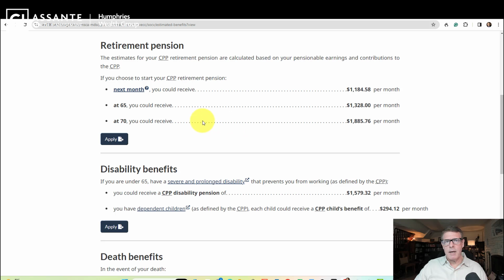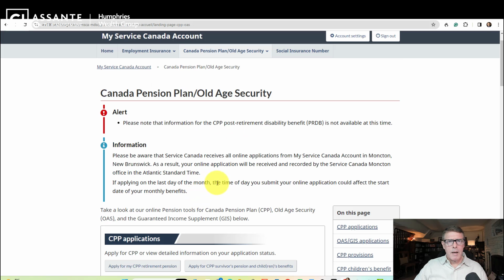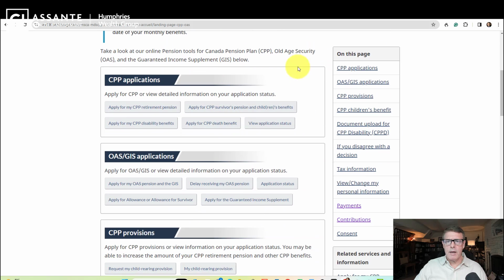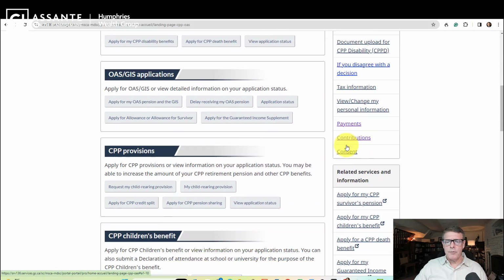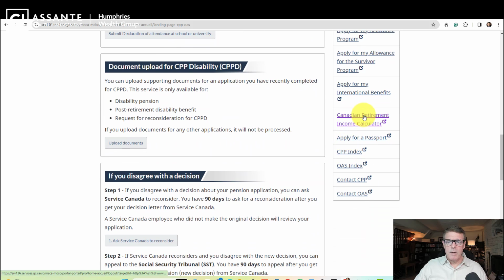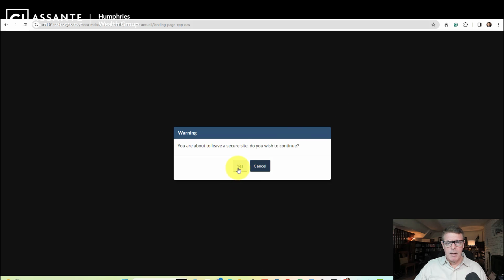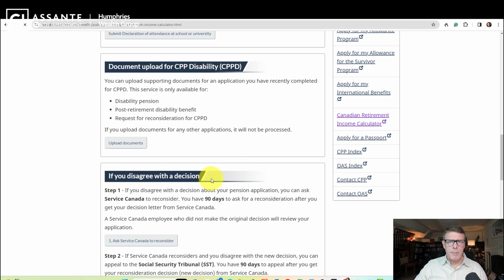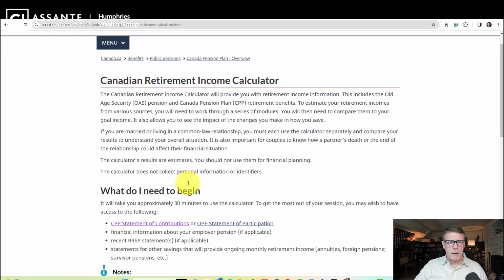Okay, let's leave this page. I'm back to the page saying Canada Pension Plan Old Age Security. Again, here's this tab on the right-hand side. Keep scrolling down this tab, and you're going to eventually come to the Canadian Retirement Income Calculator. That's what you want. Just click on that tab, and it's going to take you to the website for you to make use of the calculator.